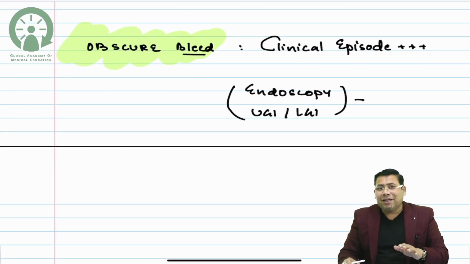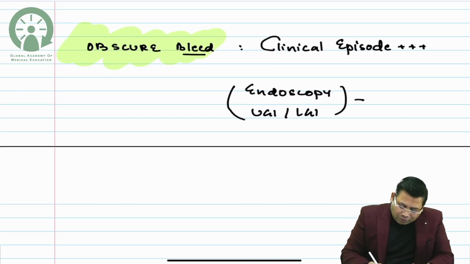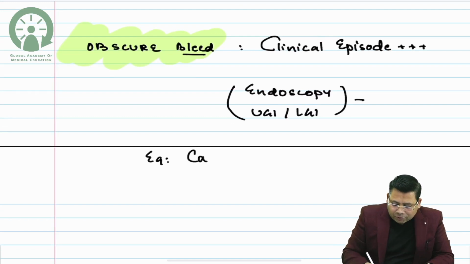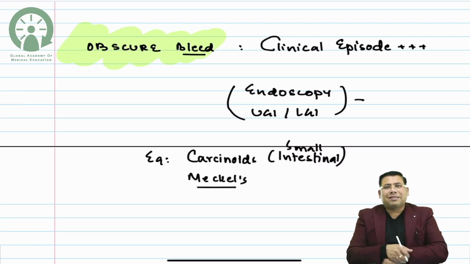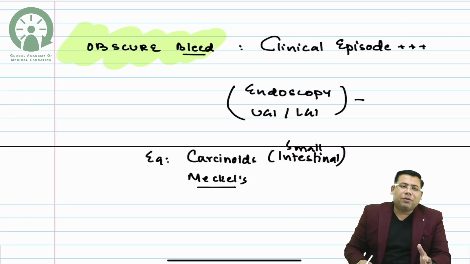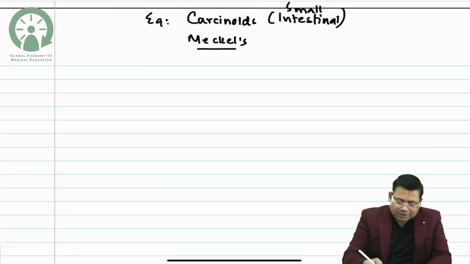So all those small GI bleeds like Meckel's diverticulitis related bleeding, or angiodysplasia, they are all messed up. So what is an example for this? Carcinoids. The classical is carcinoids, and that is small intestinal carcinoids. This is very important. Then we have Meckel's there also. So endoscopy in these cases is negative, whereas the clinical episodes are positive. So they are the standard terms that we have to understand.